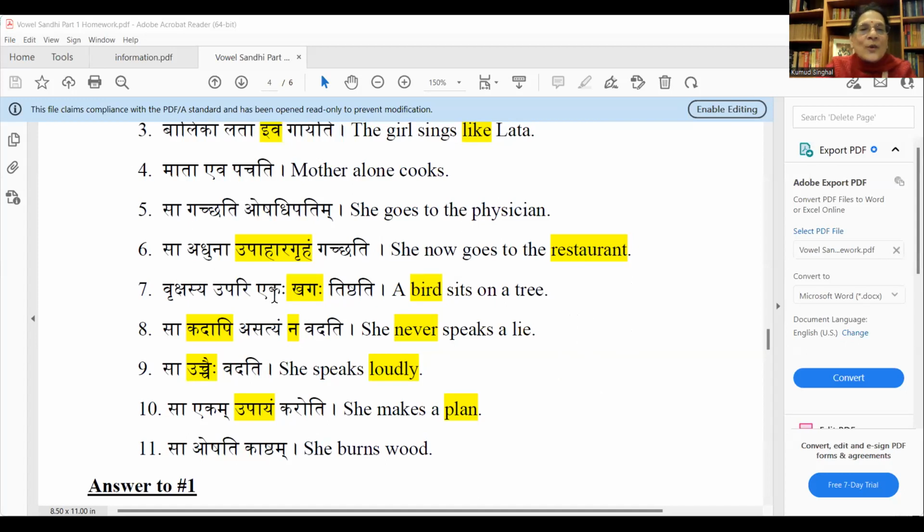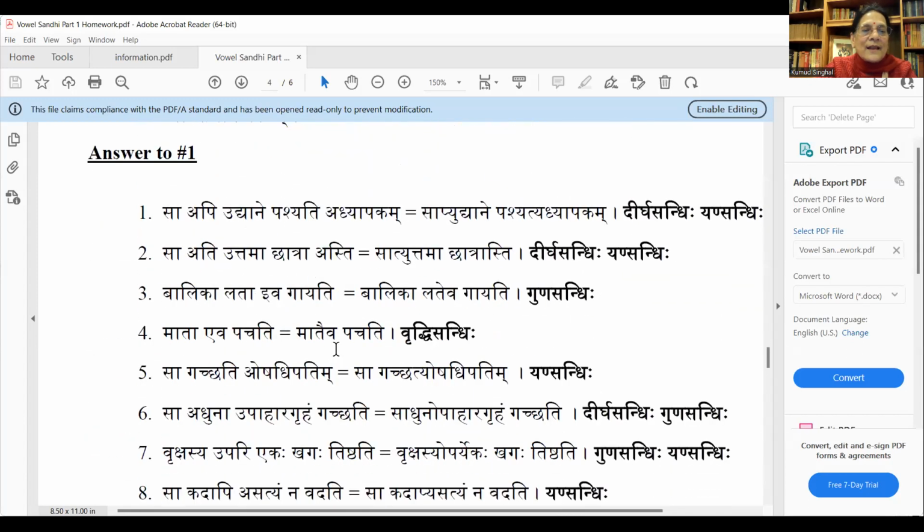So the question which Rani was asking is this one, Vrakshasya upari ekah khagah, and here is the answer. It was the yan sandhi between upari and ekah. So E becomes ya, since E is followed by A, and that ya and A becomes ye, and this ra is this matra here, right?